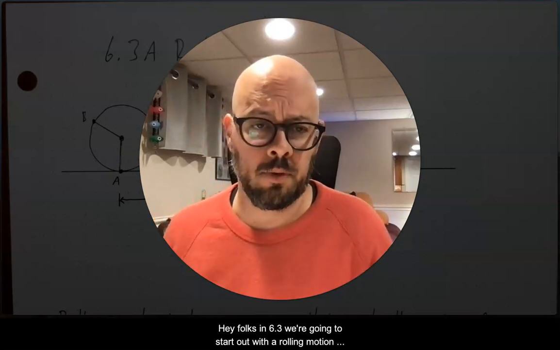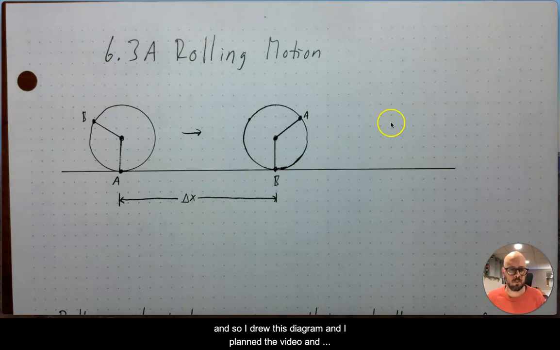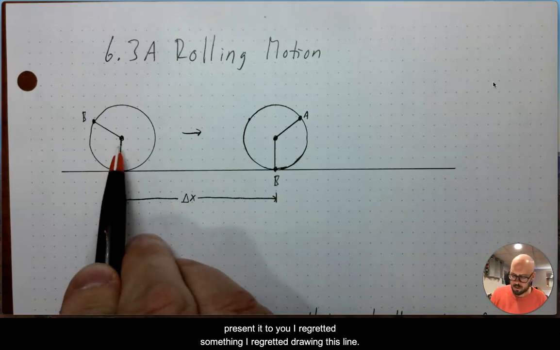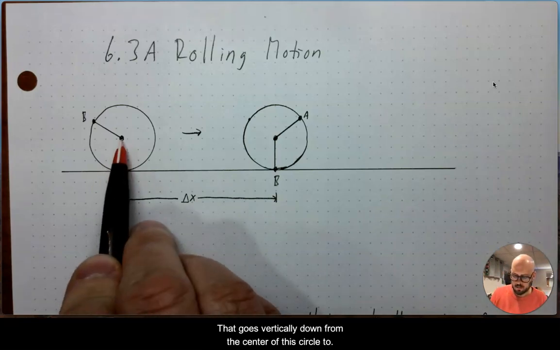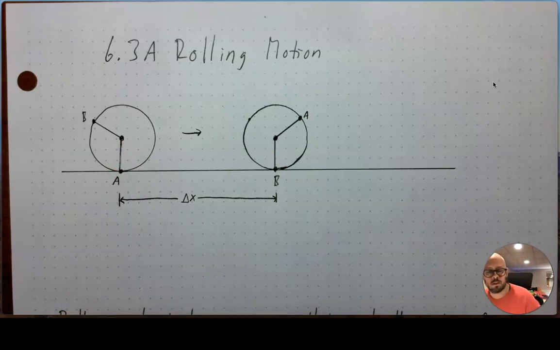Hey folks, in 6.3 we're going to start out with rolling motion. I drew this diagram and planned the video, and then when I started to think about how I was going to present it to you, I regretted drawing this line that goes vertically down from the center of this circle to A, and I'll try and ignore it as best I can.